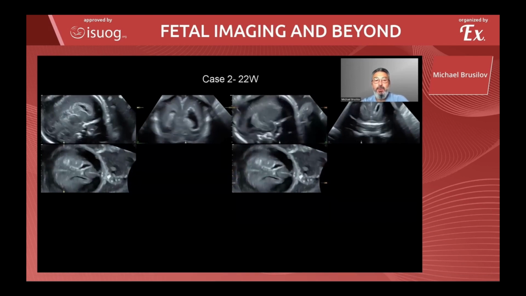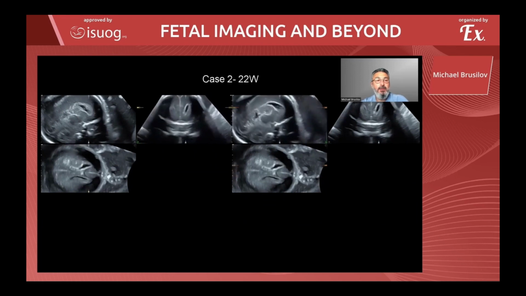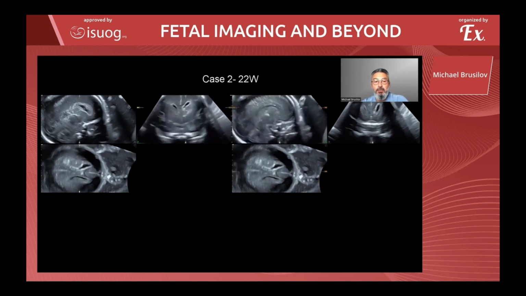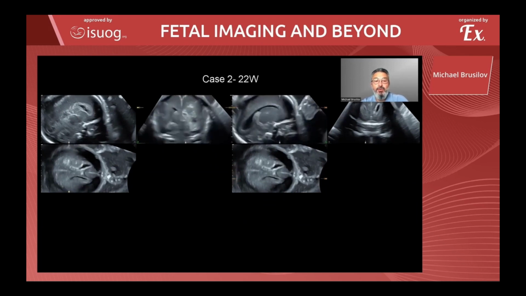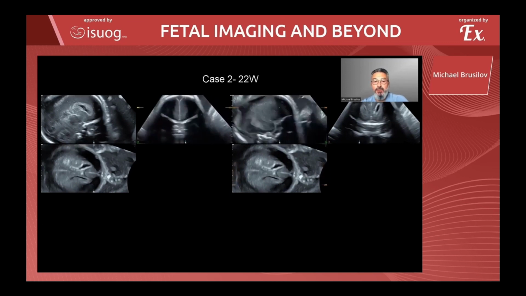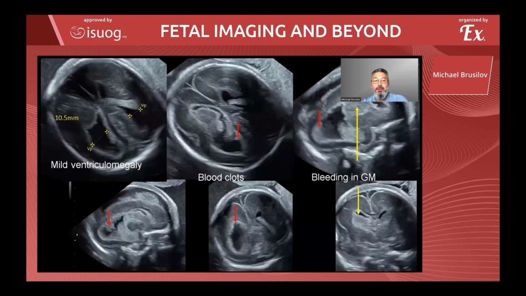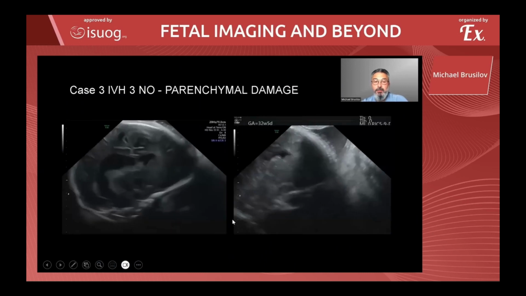Case 3, 22 weeks of the pregnancy. The bleeding started from the germinal matrix with damage of the parenchyma close to the lateral ventricles. We saw mild ventriculomegaly, blood clots, source of the bleeding in germinal matrix, and damage of brain parenchyma.